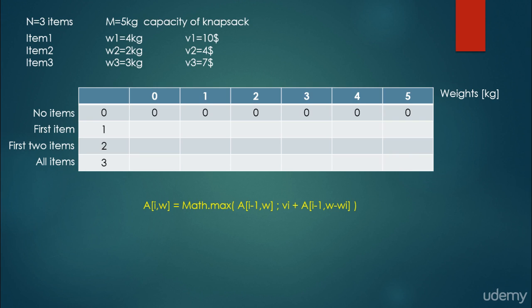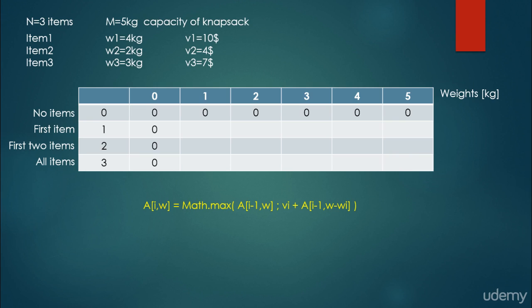So let's get started. We have to update the table, so if we have no items, of course we have to fill it with zeros. And of course, if the weight we can carry is zero, we cannot take any items because all the items have greater weight than 0. So the first row with index 0 and the first column with index 0 are going to be zeros.